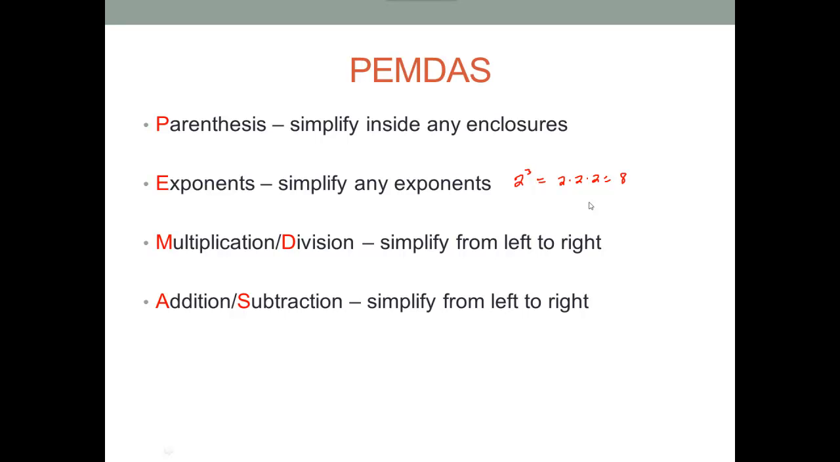Multiplication and division. If you have both multiplication and division within your expression, you would perform the operation that comes first as you go from left to right. That's the same thing with addition and subtraction. If you have both addition and subtraction within your expression, you will perform the operation that comes first as you go from left to right. Okay, so let's look at a few examples of the order of operations.